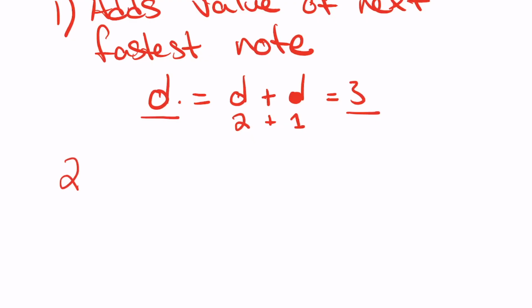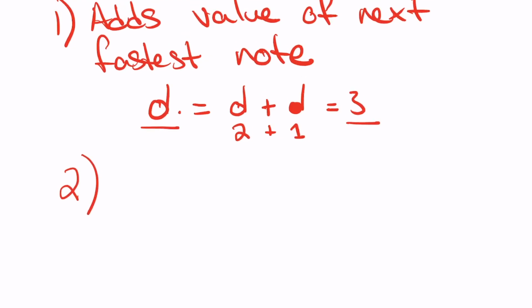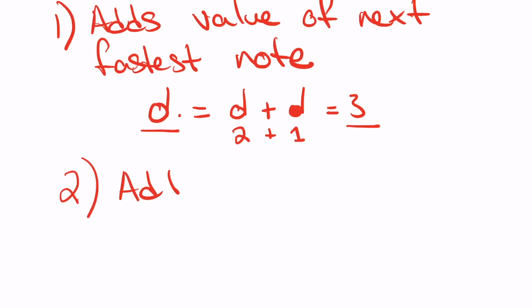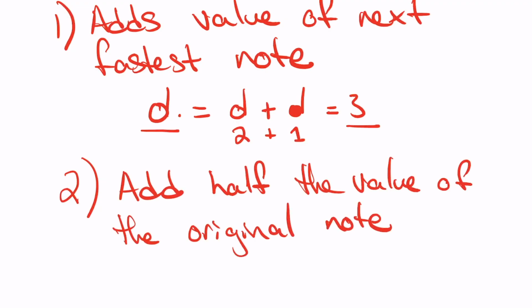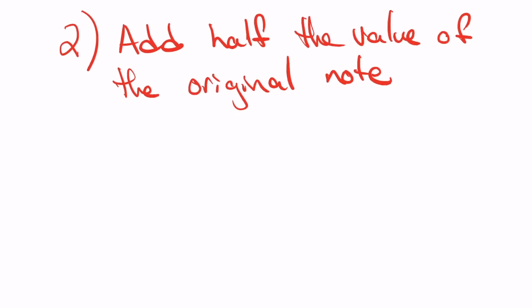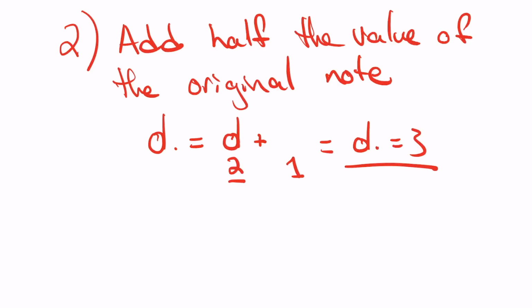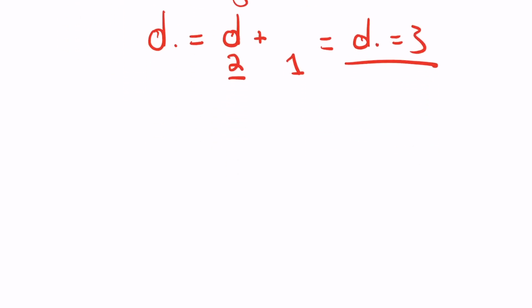There's another way to think about this, which gets the same answer, and that is that you add half the value of the original note. So let's take the same case as an example. In the case of a dotted half note, the original note is worth 2. Well, half of 2 is 1, so a dotted half note equals 3 beats. Okay? Let's look at another example.